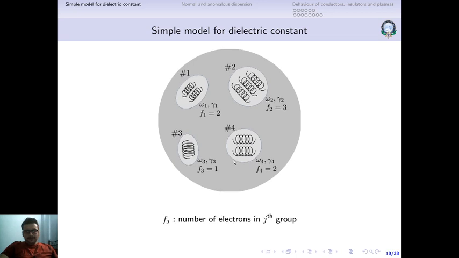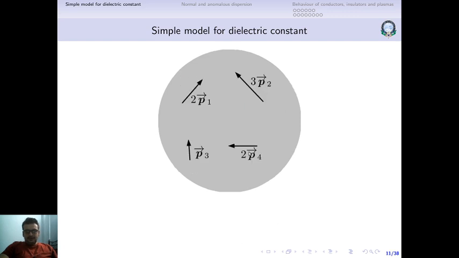So here, this electron will have a dipole moment P1, this will have a dipole moment P2, sorry, this will have a dipole moment P1, this will also have a dipole moment P1, because this dipole moment, as we saw, depends only on omegas and it will depend on the gamma value. So both of these will have the same dipole moment. As a result, this first group will have a total dipole moment of 2 into P1. This will have a dipole moment of 3 into P2, then 1 into P3 and 2 into P4. So we just replace each of them with these different dipole moments.